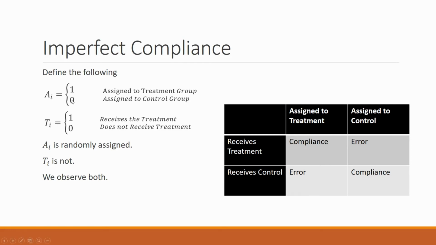T is not randomly assigned. There's some people that were assigned to the treatment group but didn't get it. Some people are assigned to the control and they did get it. So A is randomly assigned, but T is not.